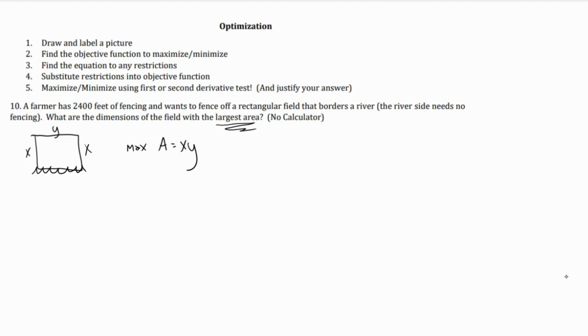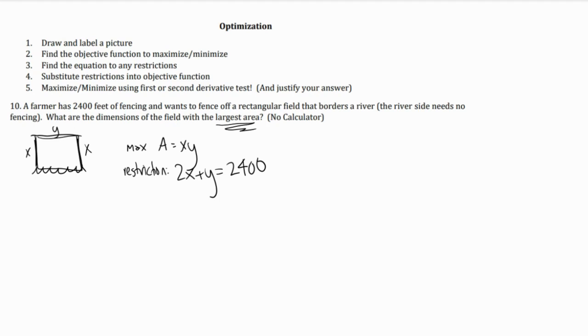My restriction is how much fencing I have. I only have 2,400 feet of fencing. I don't have an infinite amount of fencing. So what's an equation to represent the amount of fencing? Well, you'll notice that my fencing is X, X, and Y. So 2X plus Y is equal to 2,400. That's my restriction. So you have your objective function and your restriction function.